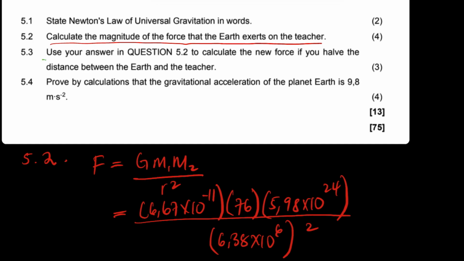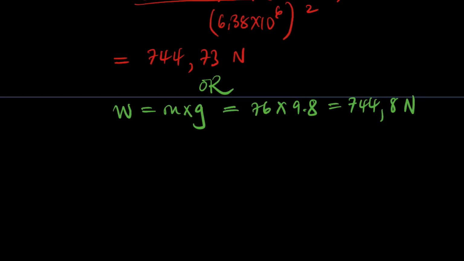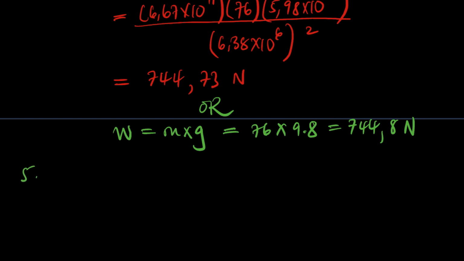The following question says use your answer in 5.2 to calculate the new force if the distance between the Earth and the teacher is halved. Theoretically, the relationship between the force and the distance is inversely proportional. By halving the distance, we decrease the distance, which means we will get a greater force than this.